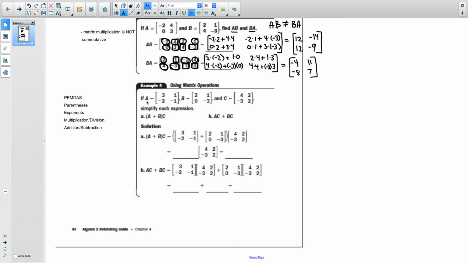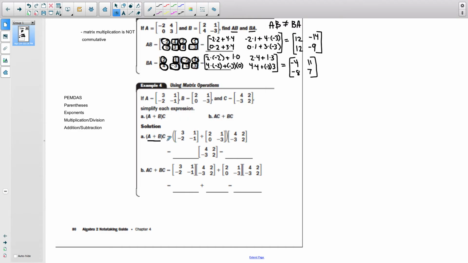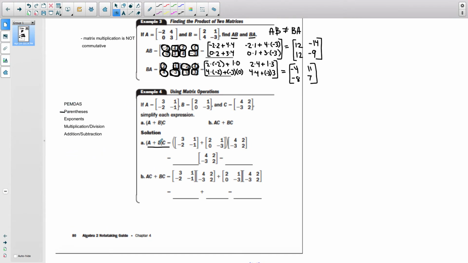They give us the matrix for A, B, and they give us a matrix for C. It says simplify each expression, A plus B times C. I am going to go ahead and write that out. Oh, and they've already done it. So they've started it for me. So down here, A plus B times C. Of course, order of operations tells me I should do what's in the parentheses first. So the parentheses says A plus B. So that means I'm going to add matrix A plus matrix B first before I do anything.